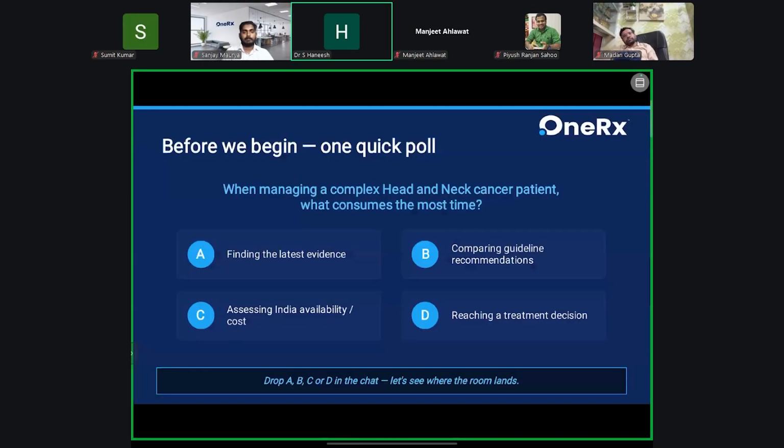As oncologists, we all know that finding information is not a big challenge anymore. Before we begin, one quick poll. When managing a complex head and neck cancer patient, what consumes the most time? Option A, finding the latest evidence. Option B, comparing guideline recommendations. Option C, assessing Indian availability and cost. Option D, reaching a treatment decision. You can drop A, B, C, or D in the chat. Let's see what the room lands on.